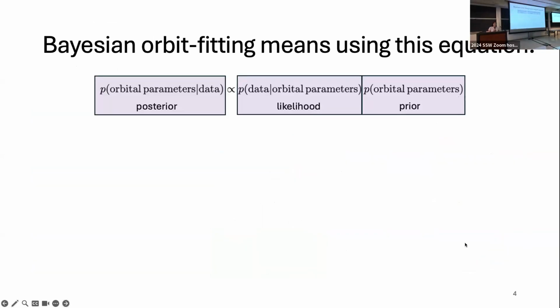So Bayesian orbit fitting specifically means using this equation. We're trying to get the posterior, which is the probability of all of your orbital parameters given the data that you have. And the magic of Bayes' theorem is that you can compute this by multiplying the likelihood, which is the probability of your data given your orbital parameters, by a prior, the probability of just your orbital parameters with no prior information.